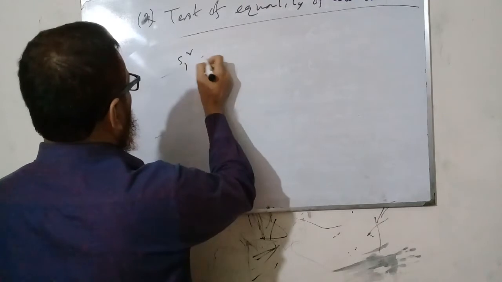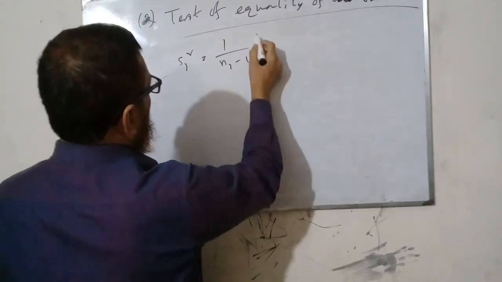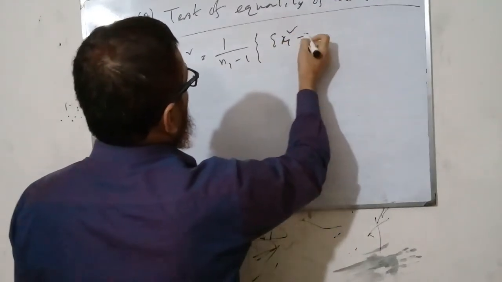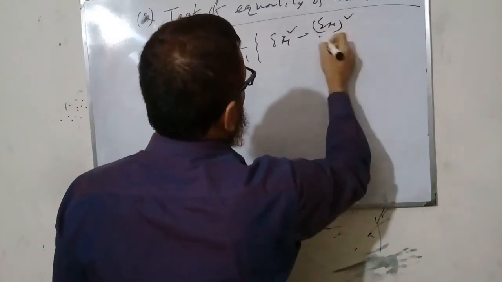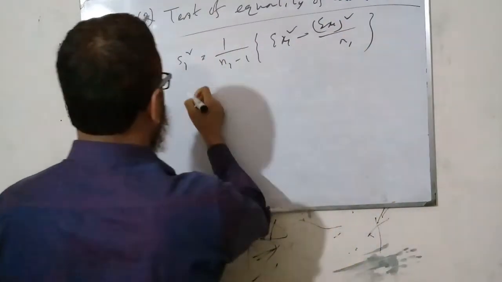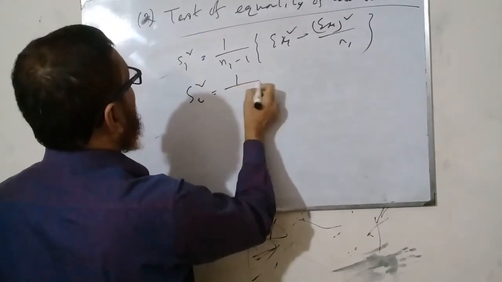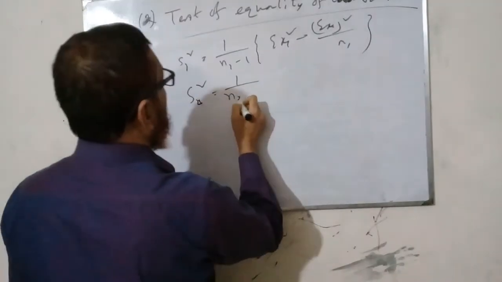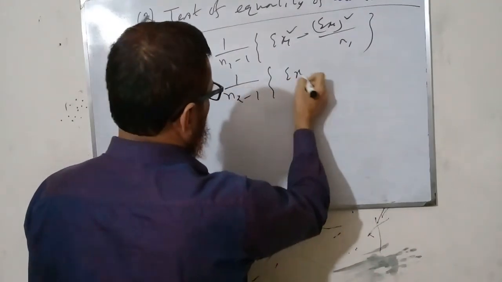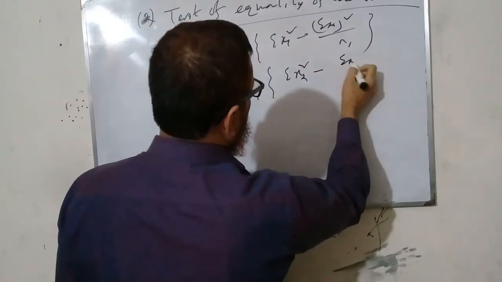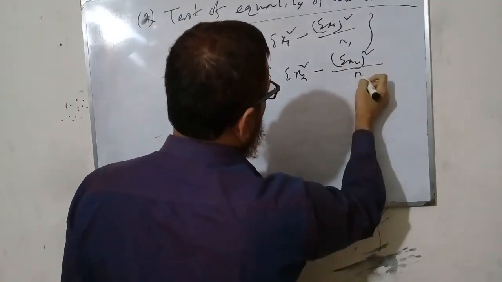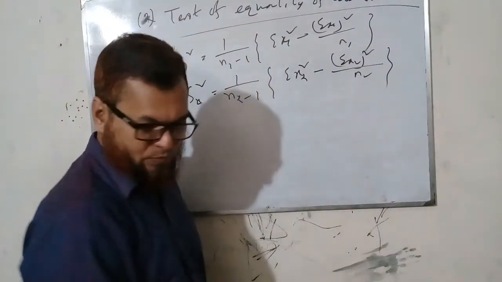Where s1 square equals 1 by n1 minus 1 times the summation of x1 square minus the summation of x1 whole square by n1, and s2 square equals 1 by n2 minus 1 times the summation of x2 square minus the summation of x2 whole square by n2.